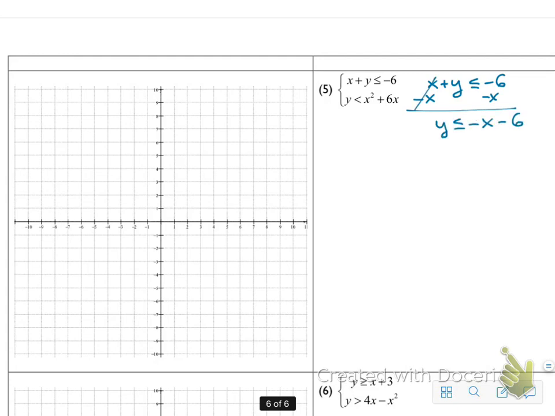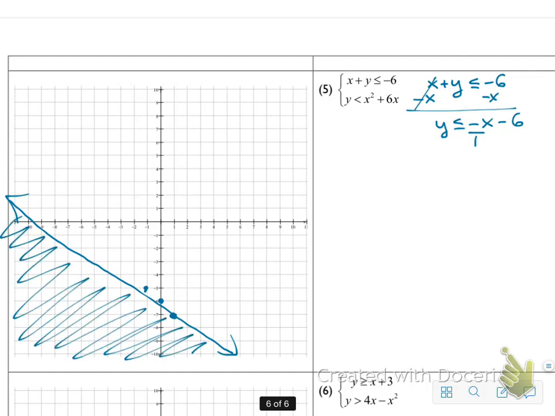Then we go over here, we plot the -6. We use our slope, which is -1 over 1, so we are going left 1, up 1, or right 1, down 1, and we're drawing a line. Now this is or equal to, so it's solid. So you have a solid line right there. Then we have to shade. Well, it's less than, so we're shading below. So we are down here.